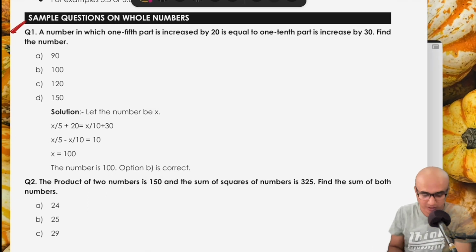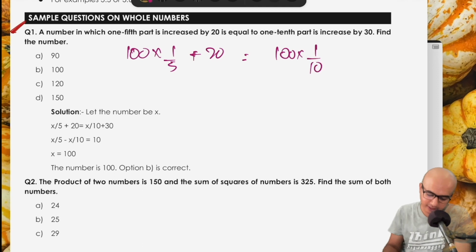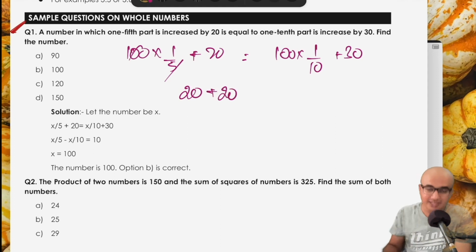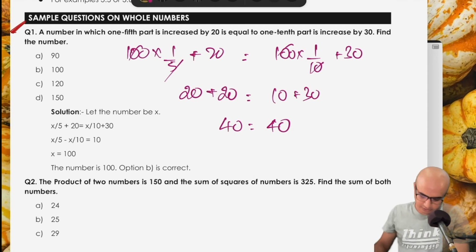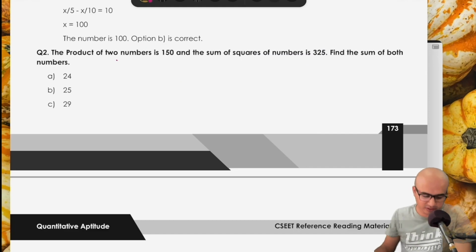A number in which 1/5 part, that is 100 into 1 by 5 plus 20, will be equal to 100 into 1 by 10 plus 30. So 5 twenties are 100, 100 by 5 is 20, plus 20 equals 40. 10 tens are 100, so 100 by 10 is 10, plus 30. So therefore 40 equals 40. LHS equals RHS. That solves the problem. Okay, now let us look at the next question.